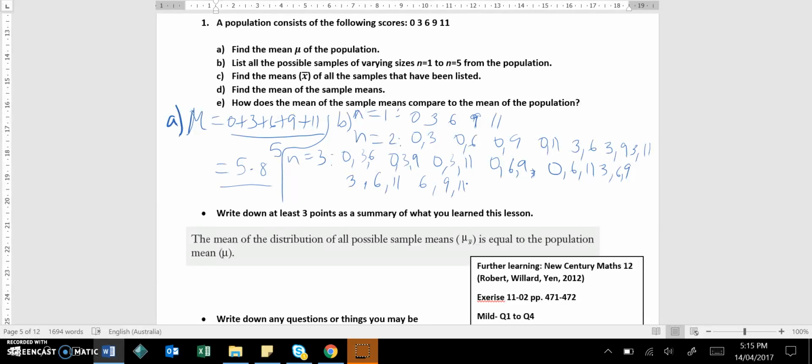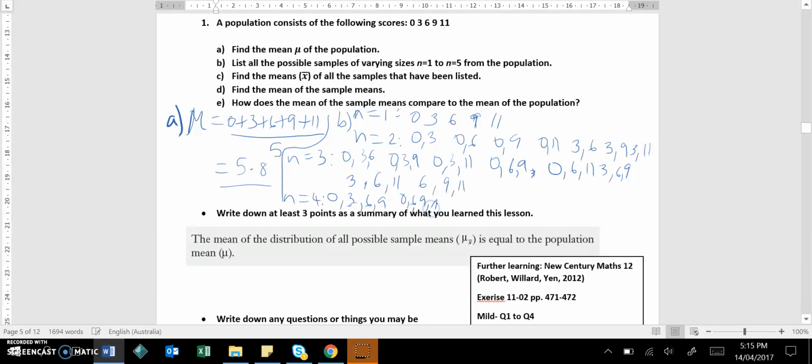Then you're going to write down all the possible combinations with 4. So for n equals 4, you're going to do 0, 3, 6, 9, then you're going to do 0, 6, 9, 11.